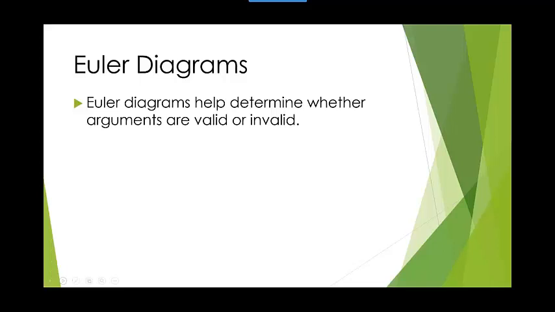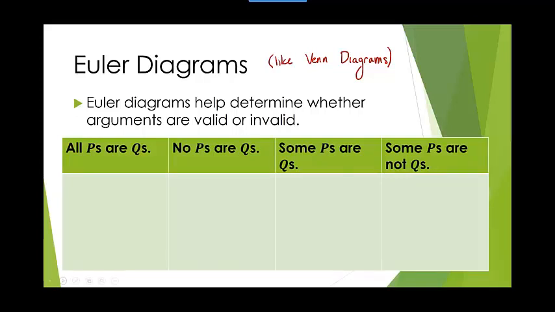First, Euler diagrams are basically like Venn diagrams in some sense. They're like Venn diagrams, like the set theory stuff that we did at the beginning of the semester. And like I said, they help us determine whether arguments are valid or invalid. And so we're going to have some different statements that have associated pictures. So we have all P's are Q's, no P's are Q's, some P's are Q's, and some P's are not Q's. Okay, so let me go ahead and draw the pictures associated with these.